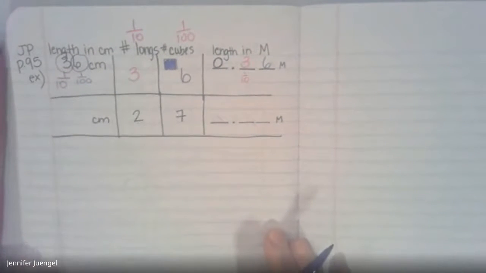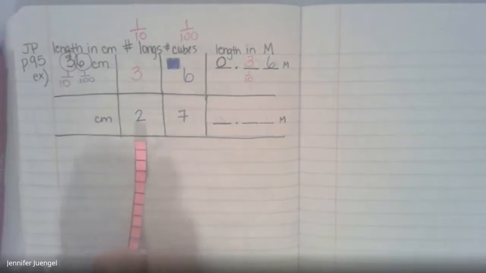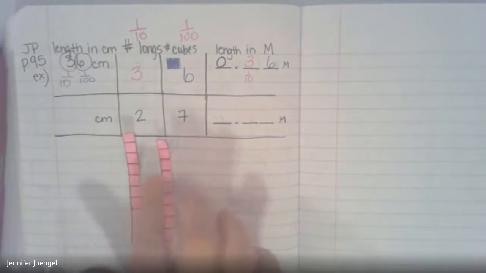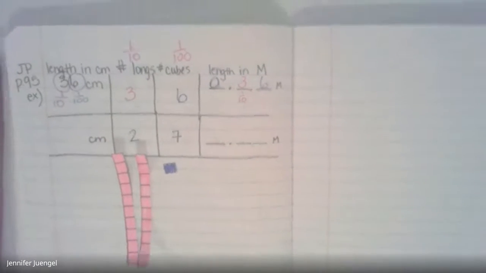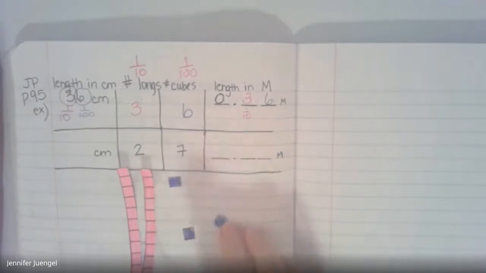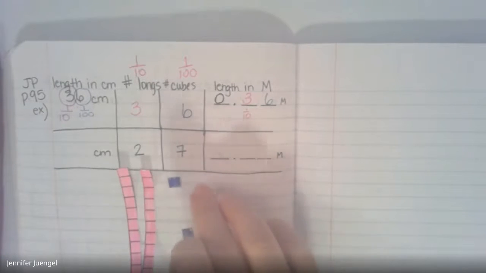Now I'm going to see if you can do this example on your own, but notice I'm filling in different boxes. So today I'm going to give you 2 longs, and imagine you had 7 individual cubes. What number of centimeters do you have? How can I use my knowledge of tenths and hundredths to write this number? You give it a try and see what you get.